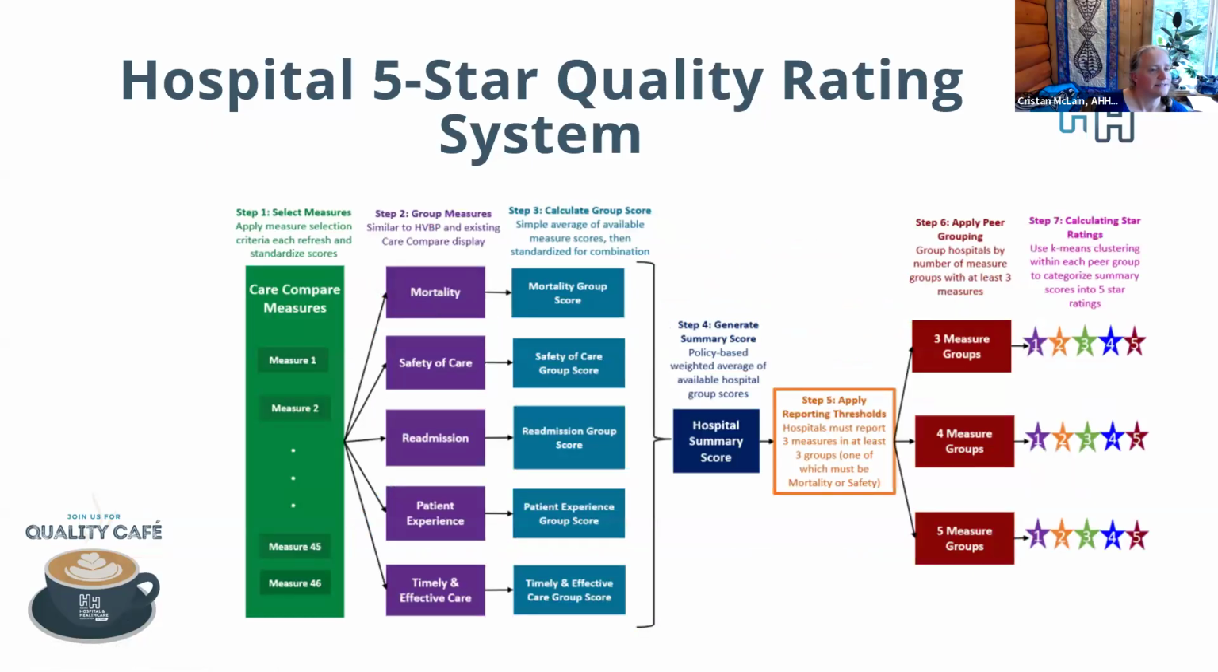All right, so this is a nice graphic. I wanted to summarize the 7 steps for the star rating methodology. Step 1, the green, is the selection of the measures. In 2024, there were 46 measures that comprise the star ratings, if you report them all. In step 2, the purple, the 46 measures are grouped into 5 main groups. Step 3, the group scores are calculated depending upon what measures the hospital is reporting. And then in step 4, a summary score is calculated for your hospital.